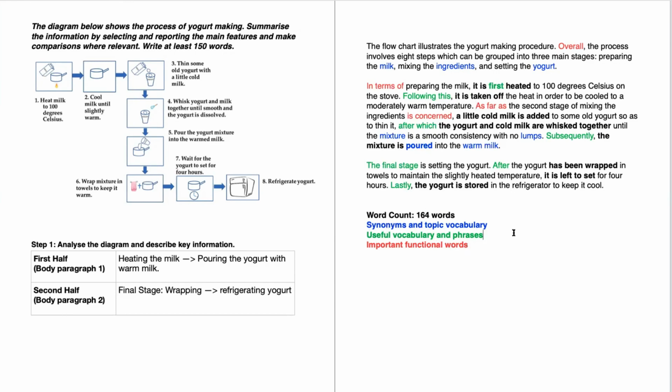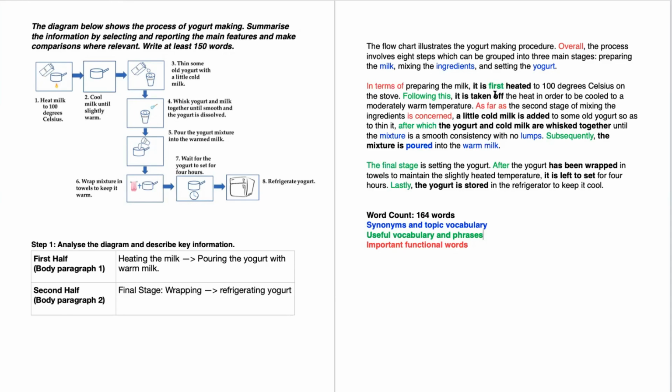This is in green. So this is very similar to what we saw in our sequencing slide. First, following, after which, subsequently, the final stage, after, and lastly. These are very similar to your important functional words, but they're very specific to stages and sequencing. So make sure that you are committing these to memory and using them where appropriate in your essay.